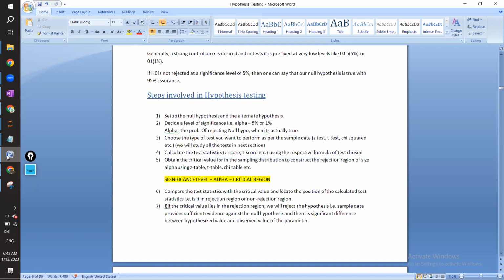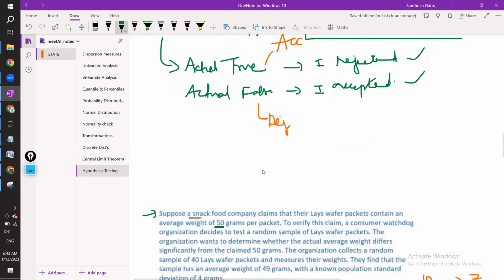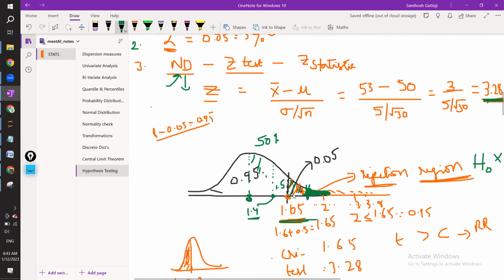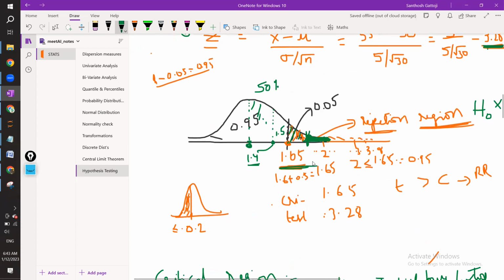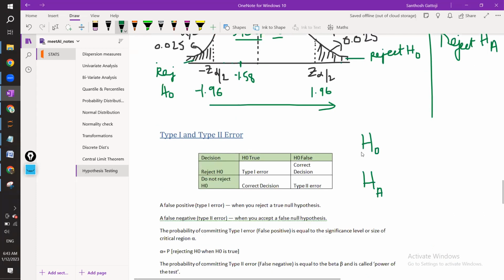If our value is falling in the rejection region or the critical region, we will reject the null hypothesis. If it is not falling, we will accept it. Agree? In our first example, it is falling in the critical region, so we are rejecting the null hypothesis. In the second example, it is falling inside the non-rejection region. That's why we are not able to reject, but we are accepting the null hypothesis.